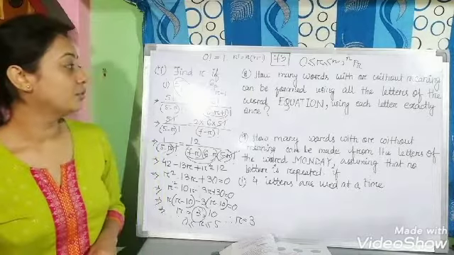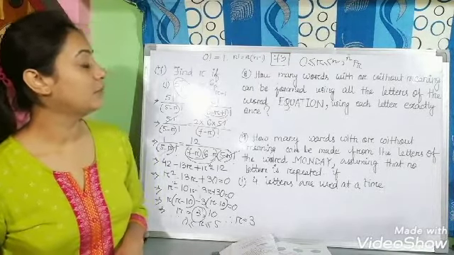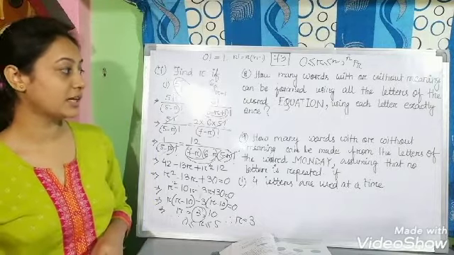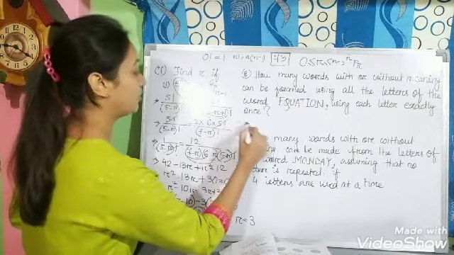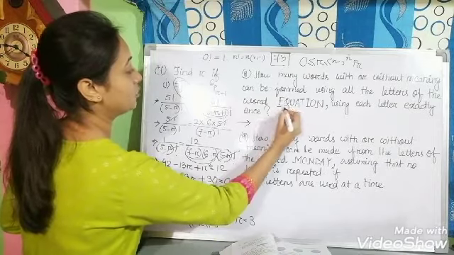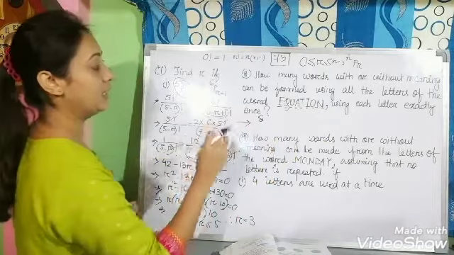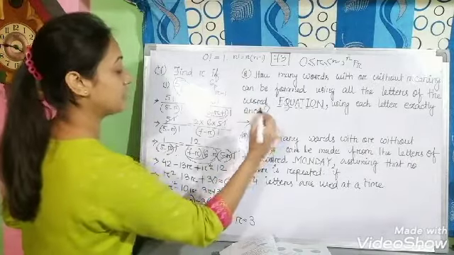Okay, so now the next question is, how many words with or without meaning can be formed using all the letters of the word EQUATION, using each letter exactly once? So each letter you will use exactly once. Okay, so you'll find the number of permutations here. So how many letters are there? Let's count it: 1 2 3 4 5 6 7 8. So 8 letters are there, and each letter you will use exactly once.